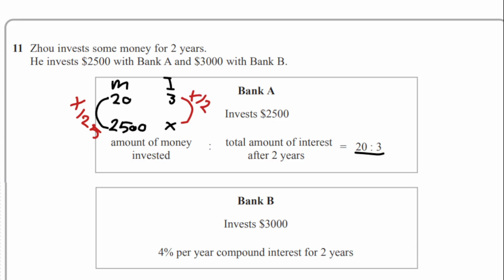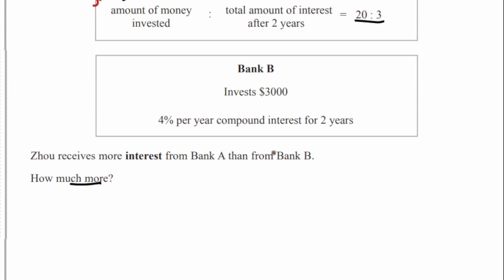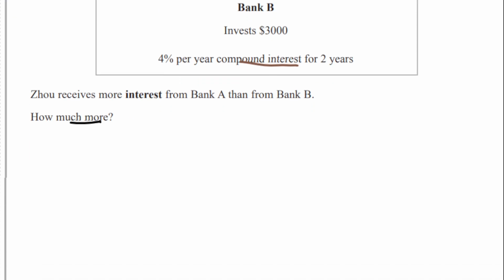So what's 3 times 125? 3 times 125 is 375. So this is the profit he got from Bank A, 375. That's good. Now for Bank B, it's compound interest. Do you know the formula of the compound interest? Let's just write it down here.